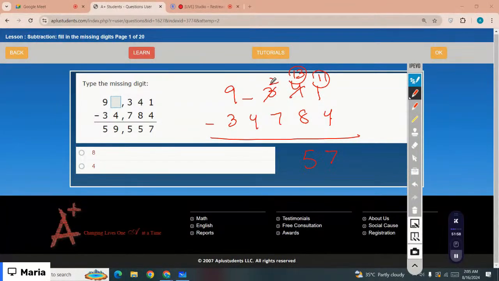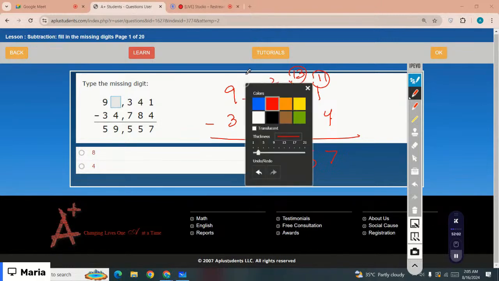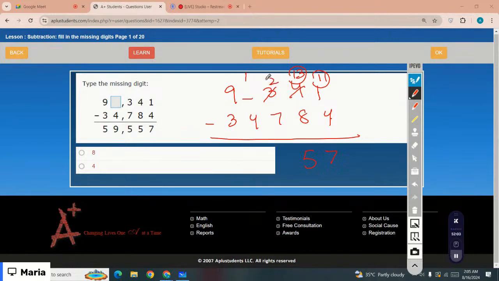Again, you cannot subtract. That means you must borrow 1 from this number, right? So that makes it 12. 12 take away 7 is 5. Now you're given the number, what number is it, right? Either it's 4 or it is 8. So that means that is 8, because if you are left with 3 here, you have 1 from here. So 13 take away 4 is 9. You have 9.